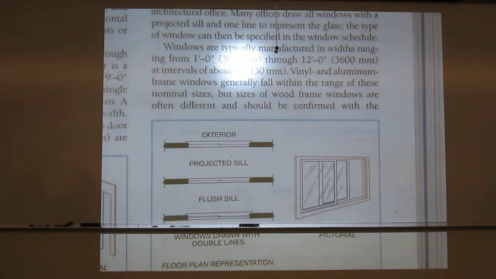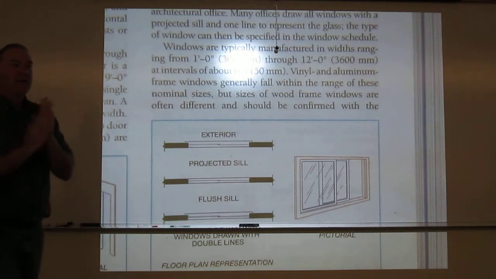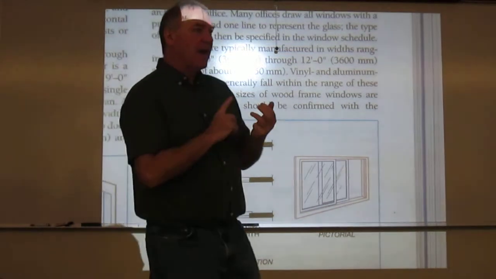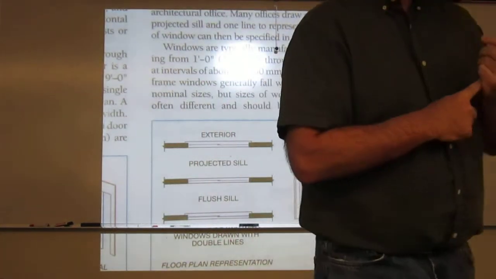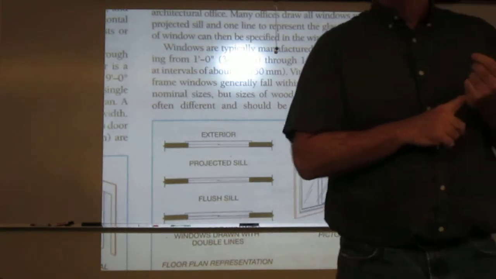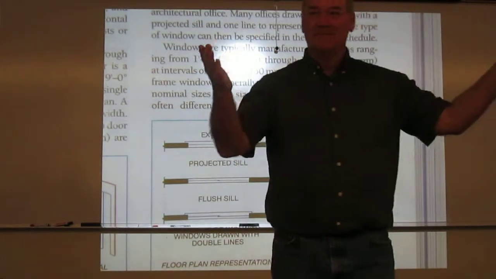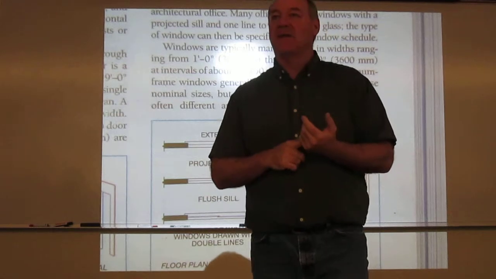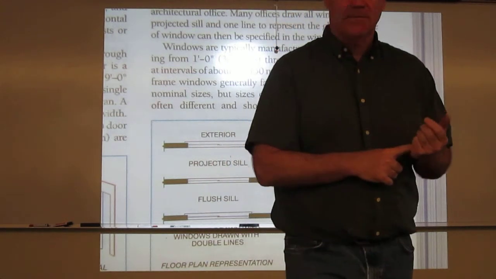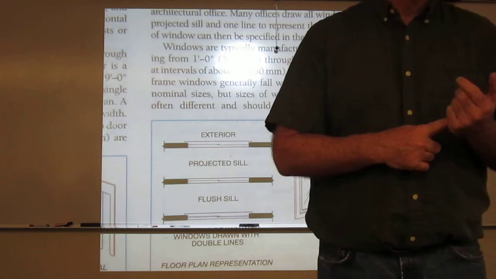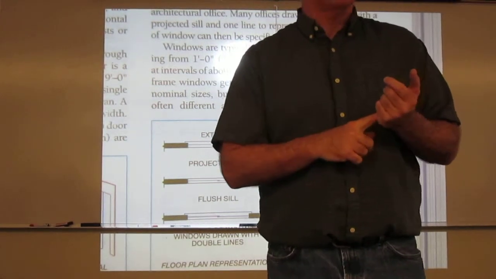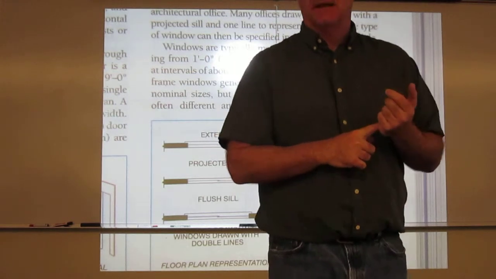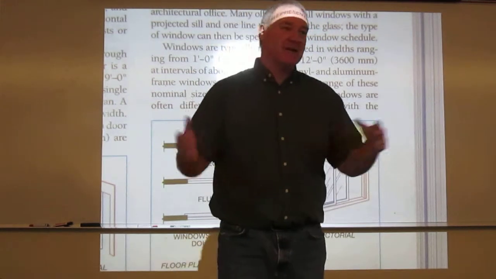A few things about windows as a whole. Number 1, consider these the eyes of the house. Where are you going to look? They are there for 2 reasons. One, obviously, to look through. The second, to give natural light. All habitable rooms must have 10% of the wall area natural light. That's a code issue.